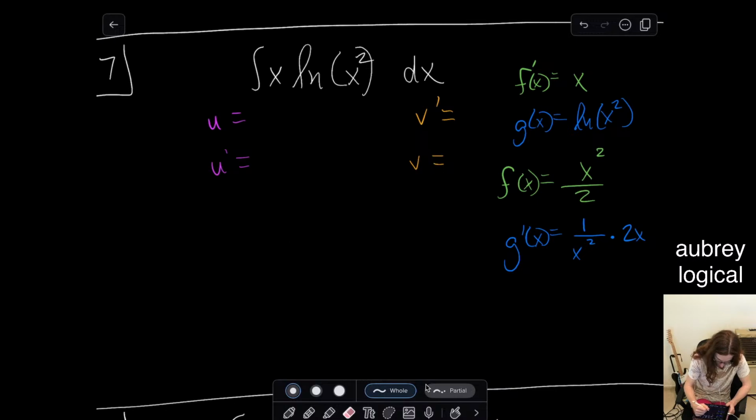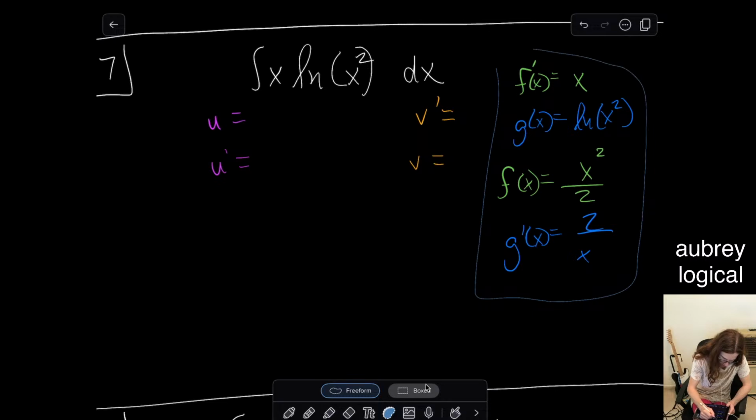Okay? Now, simplifying this expression, we've got 2x over x squared. Further simplifying, we can get rid of the squared and that x, and then we're left with 2 over x. So now that we found the antiderivative of x and the derivative of ln of x squared, we can go ahead and put them into our formula, excuse me, and make this smaller.